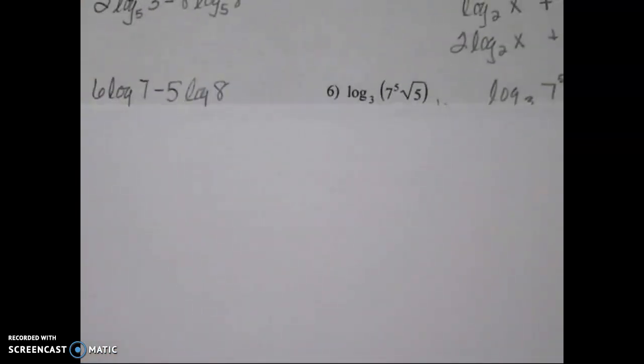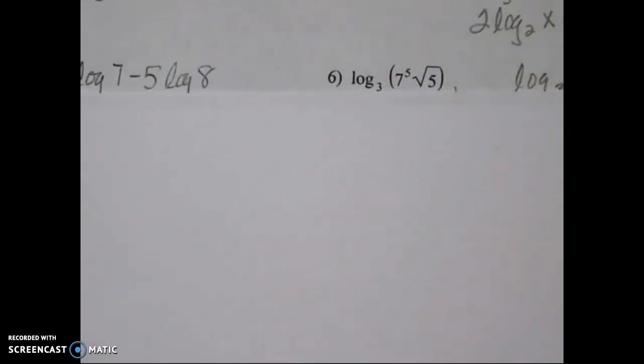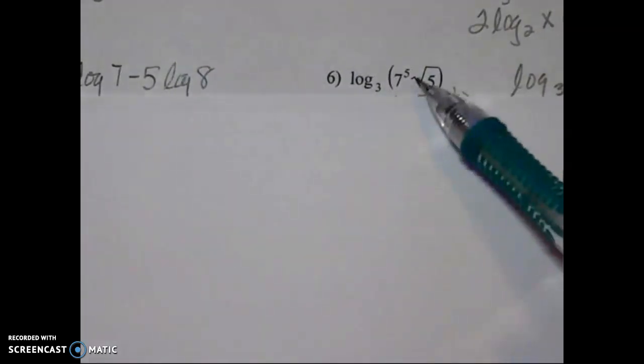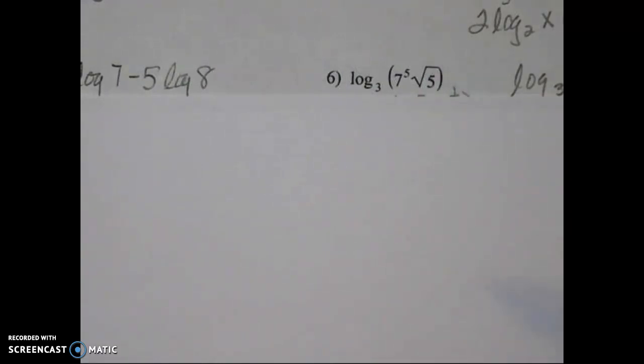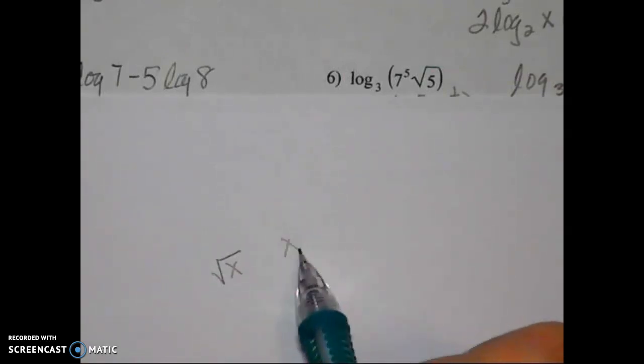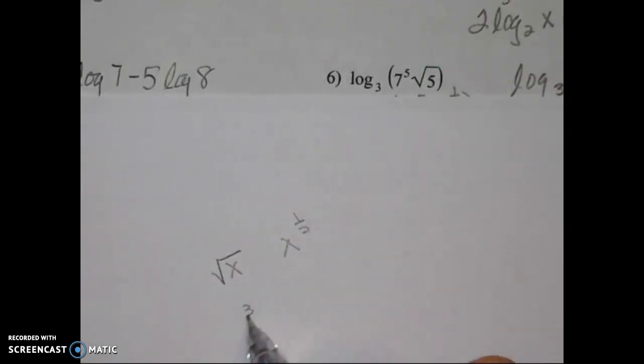Okay, let's look at 6 because there's a radical in here and this can get a little tricky. So we talked before, you can make a radical into an exponent. If I have something like the square root of x, you could tell me that it's x to the 1/2, or if I have the cube root of y, this is y to the 1/3.